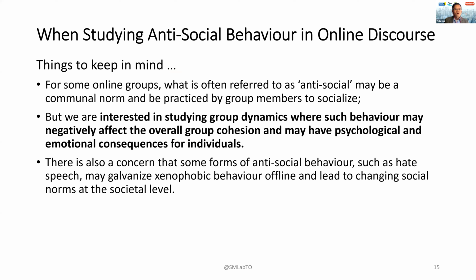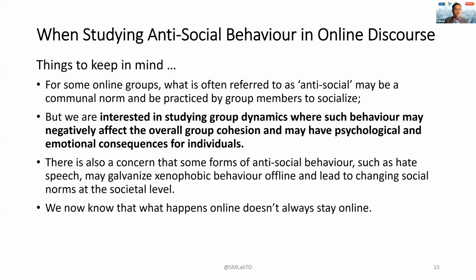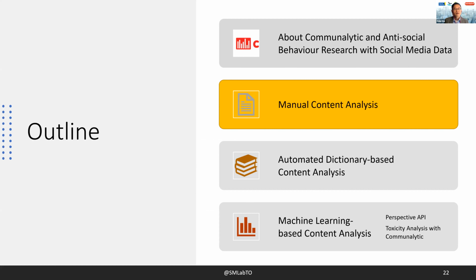There's also concern that some forms of antisocial behavior, such as hate speech, for example, may galvanize xenophobic behavior offline and lead to changing social norms at the societal level. So this is some of the reason why we want to study antisocial behavior, to better understand these phenomena, because they have real world effects. Because we know that what happens online doesn't always stay online. So next, I'm going to go over a case study that we did about 1.5 years ago that uses manual content analysis of social media data to look at antisocial behavior.